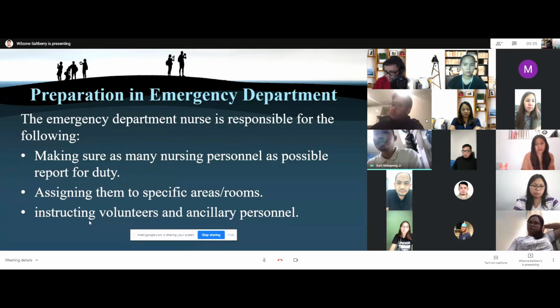Preparation in the emergency department. The emergency department nurse is responsible for the following. First, making sure as many nursing personnel as possible report for duty, assigning them to specific areas or rooms, instructing volunteers and ancillary personnel.